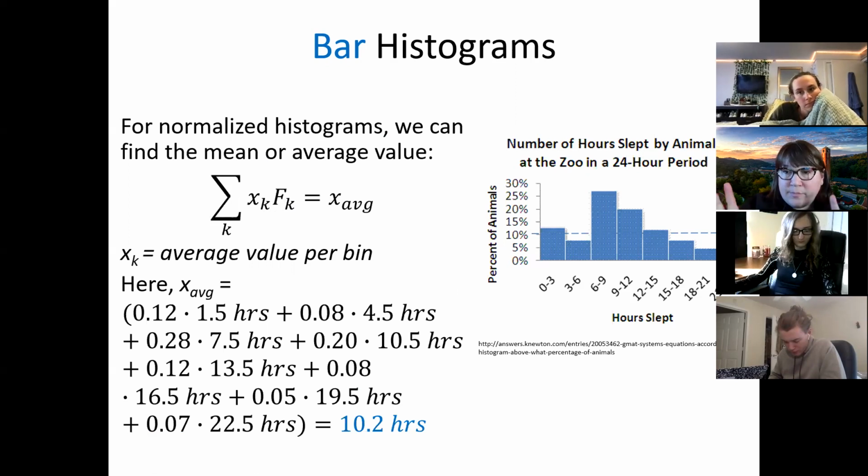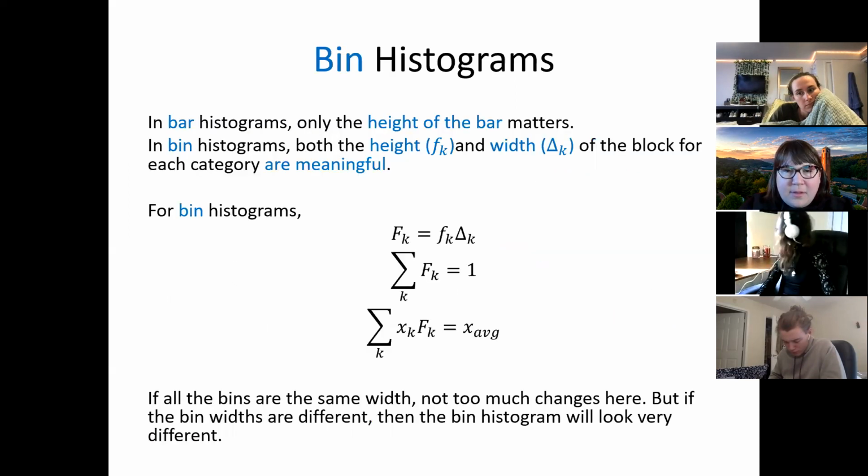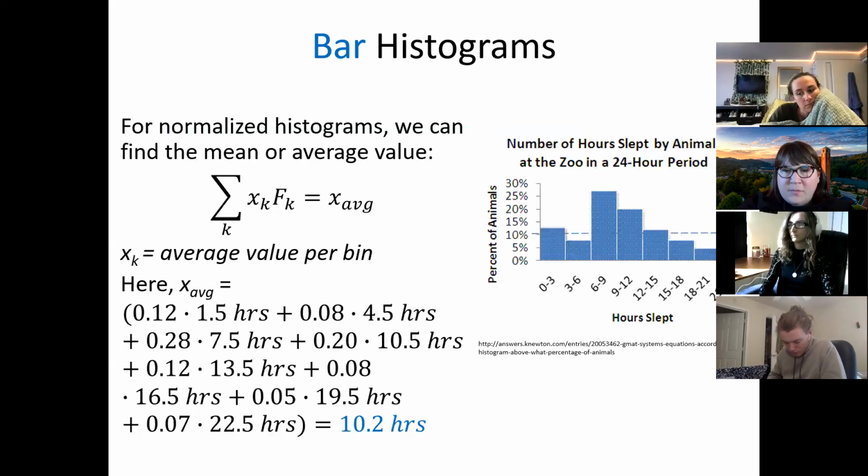Bar histograms. Okay. Bin histograms are different because the width is now kind of like a variable. In the past, in this previous idea of a bar histogram, the width of all these bins is the same.